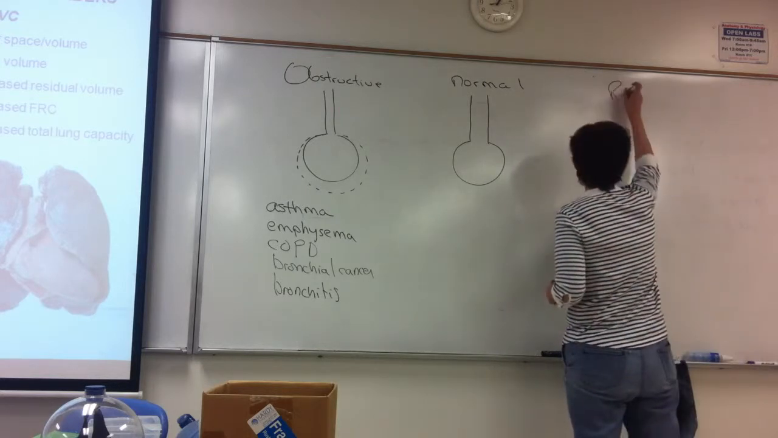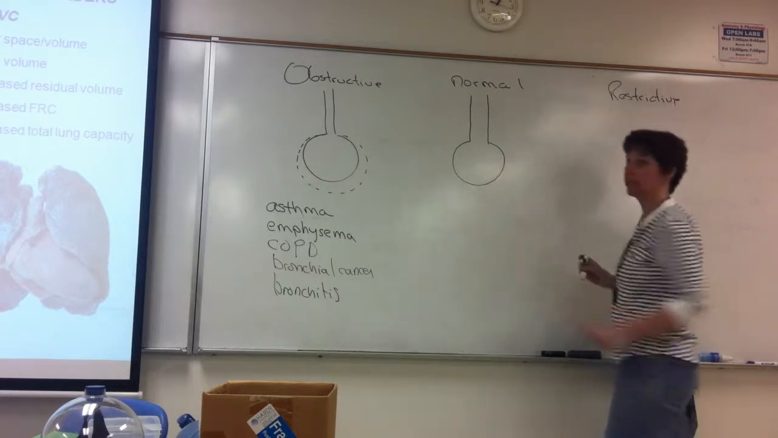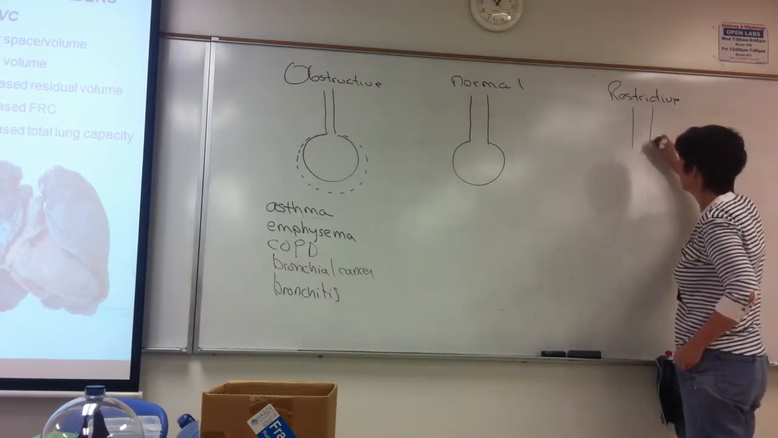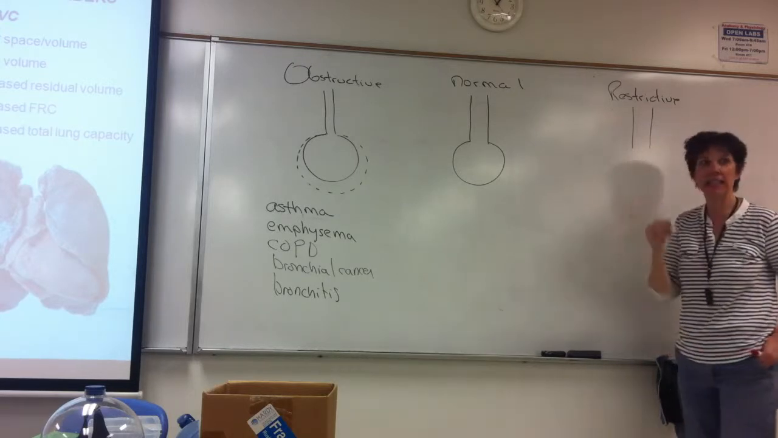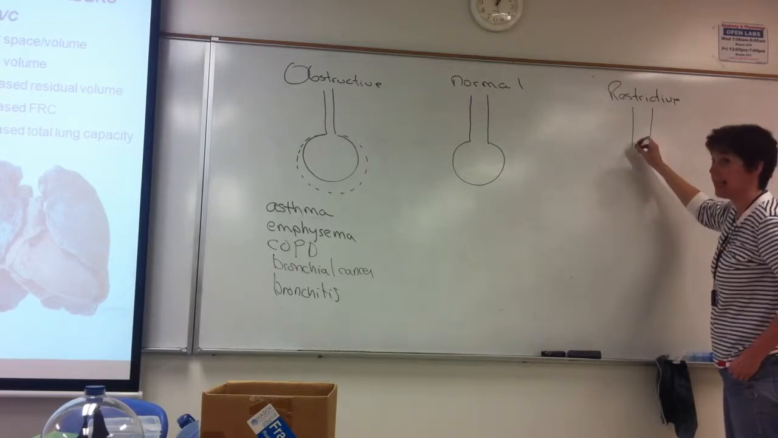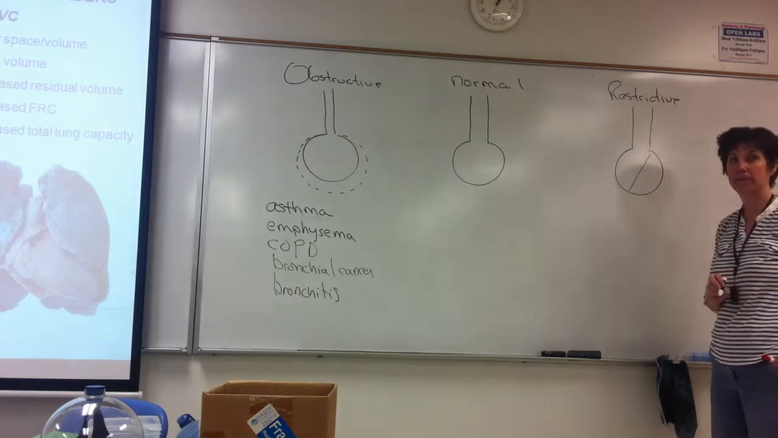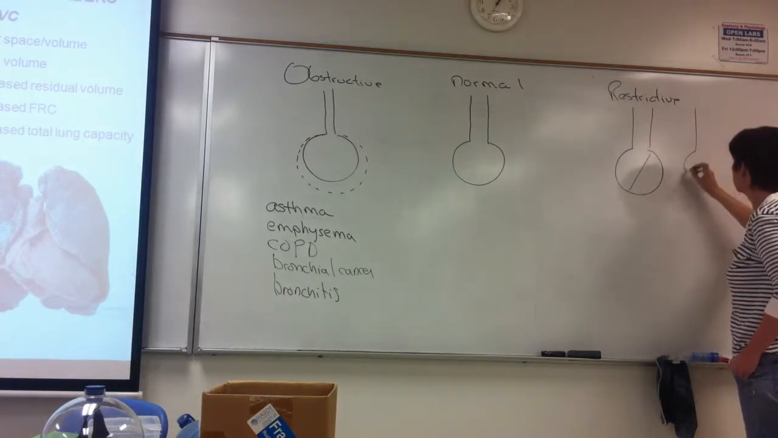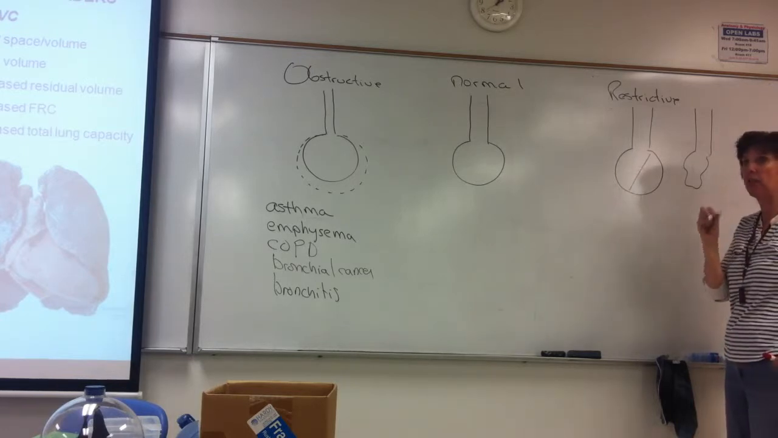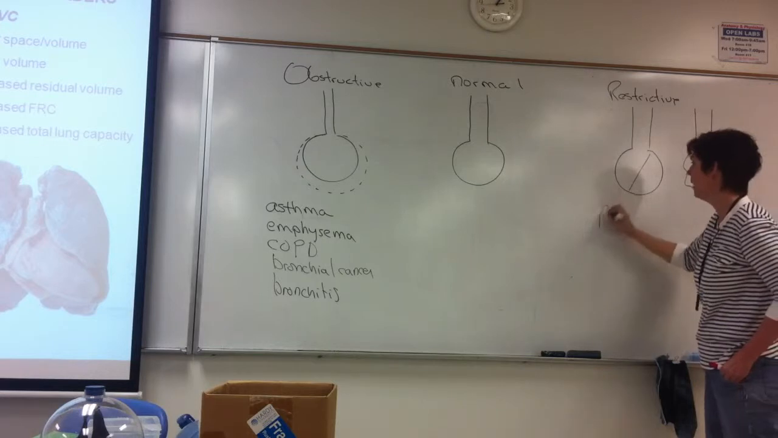All right, then restrictive has to do with the site of gas exchange. So you would have a normal airway, a normal conducting path, and then the alveolar, the gas exchange site, is going to be blocked for some reason. It may be collapsed, or it may be blocked with fluid. So pneumonia.